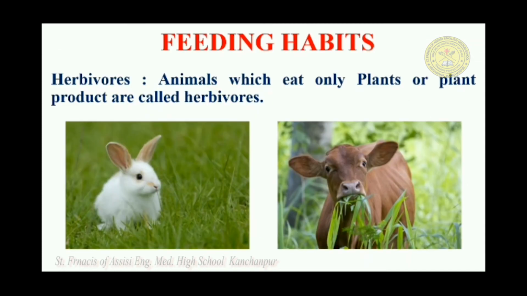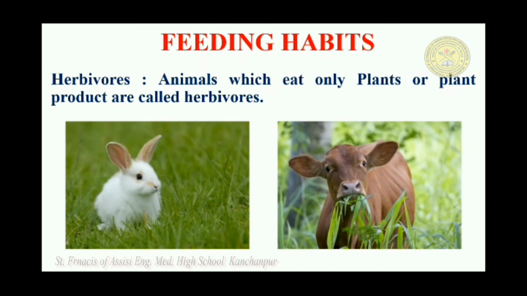And that is feeding habits. On the basis of the food they eat, animals can be divided into the following groups. And what are they? They are herbivores, carnivores and omnivores. First, let us know what herbivores are. Some animals eat only plants or plant products. They are called herbivores. Examples are deer, cow, giraffe, zebra, horse and goats.